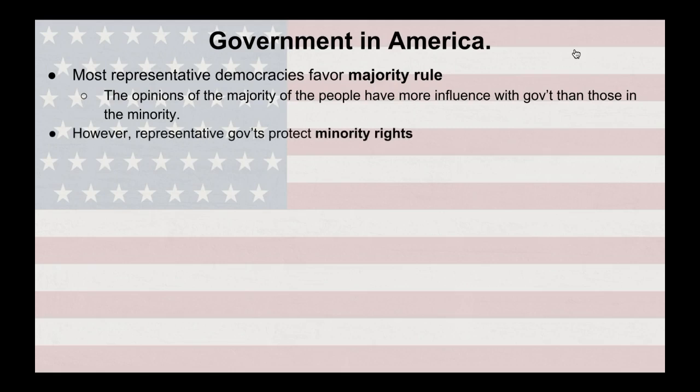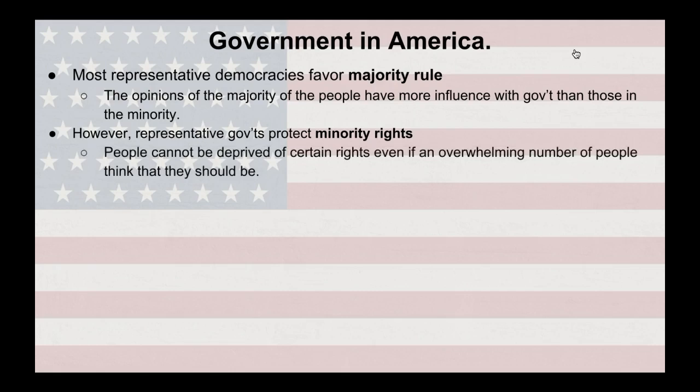However, in a representative government, we do have a minority group, and I'm not talking about a racial minority group in this lesson, but a group of people who essentially did not win the election. And so one of the hallmarks of a representative government is that we protect those minority rights. So even if the overwhelming number of people think that something should be done a certain way, we cannot deprive the people that disagree with them of certain rights.